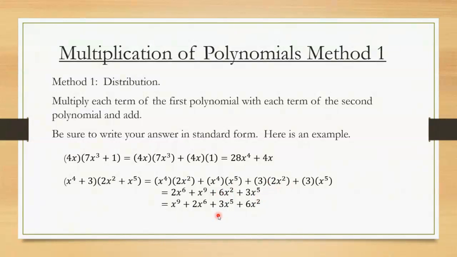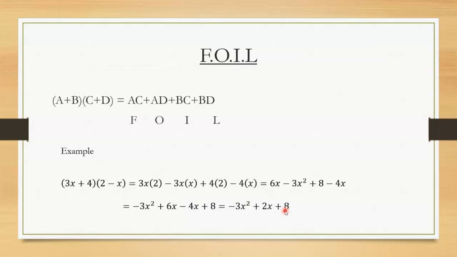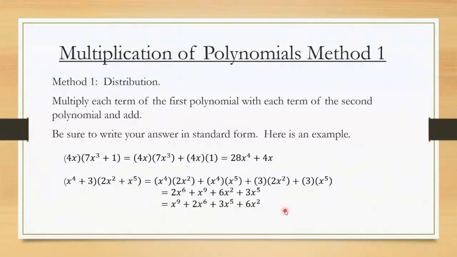From this line to this line, we want to write it in standard form. So basically what I did was the x to the 9, that's the biggest exponent of x, so we put x to the 9 in front. 6x squared has to go at the end because 2 is the smallest exponent. Remember, you want the exponents to decrease as you go from left to right. Are there any other questions on this?